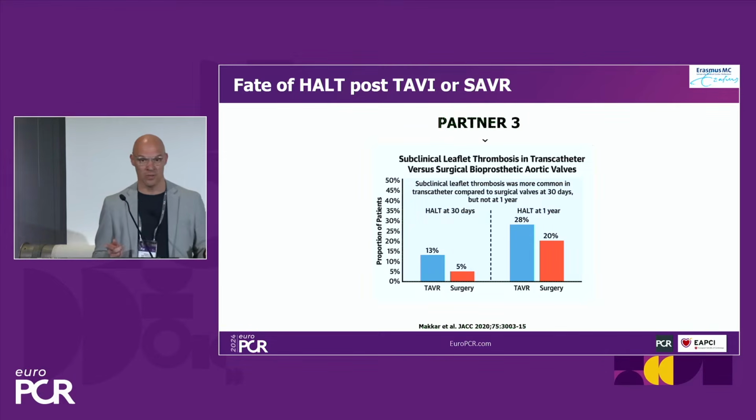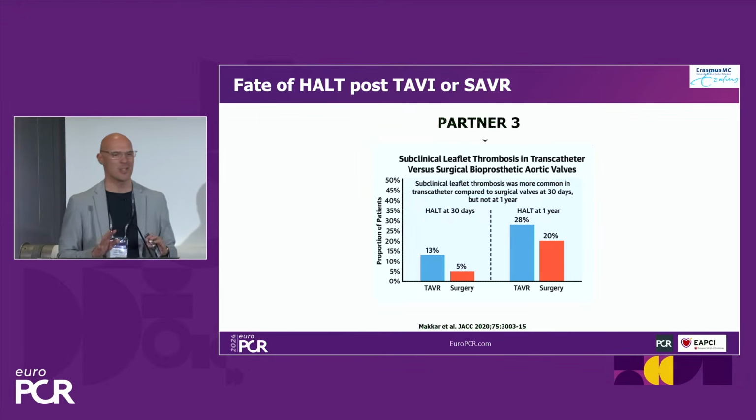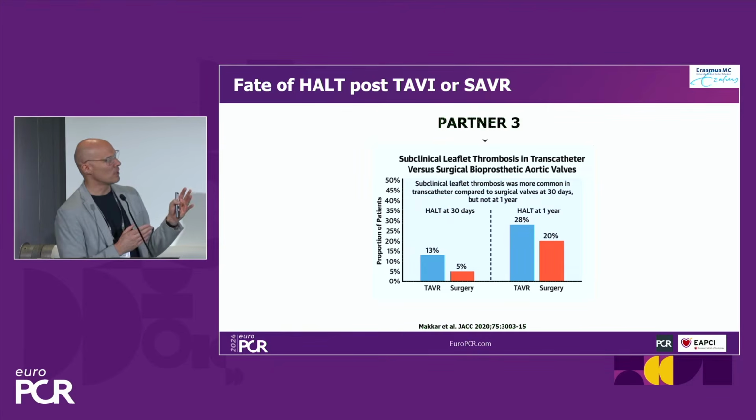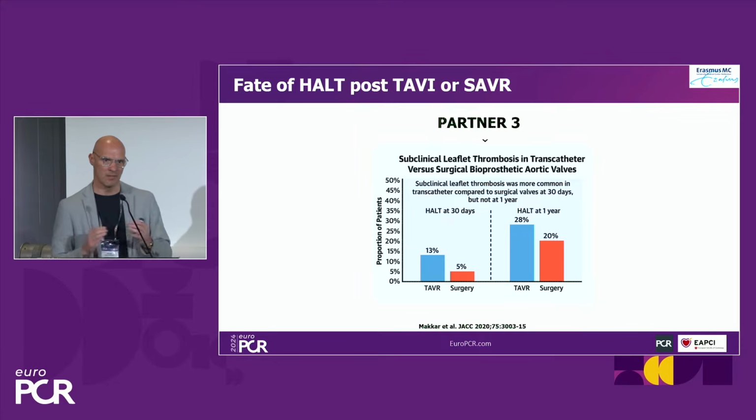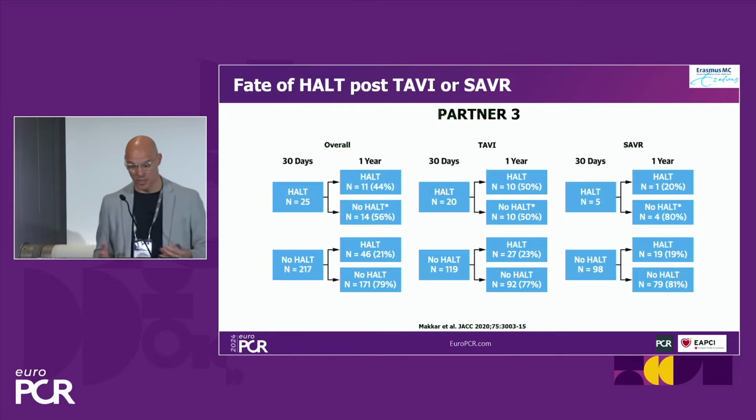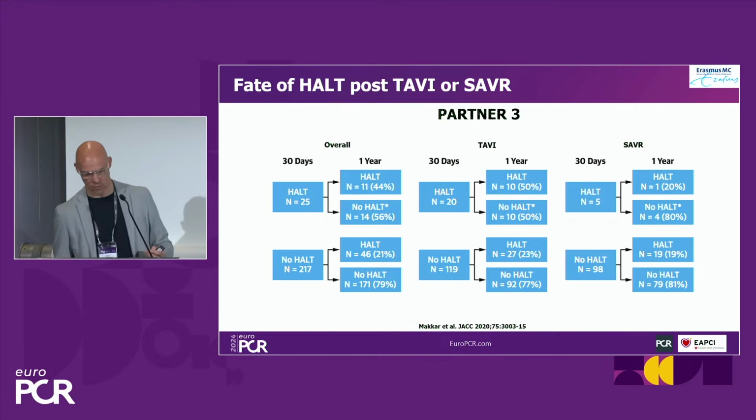This is, again, a low-risk trial comparing TAVI with the balloon expandable valve versus surgery. Somewhat a different story. Here we see more HALT in the balloon expandable TAVI arm as compared to surgery. And this definitely is a different observation than what we see in the Evolute low-risk trial. Then again, what's going on with HALT over time?